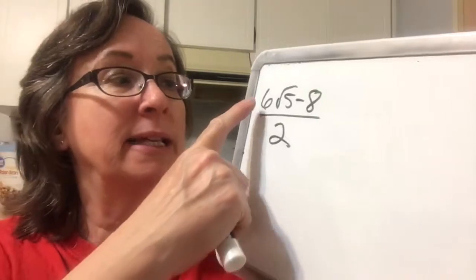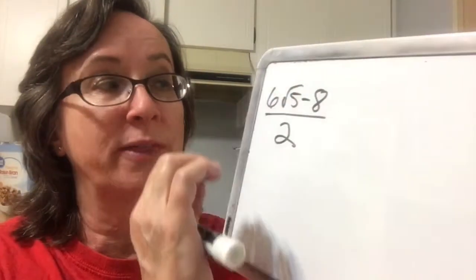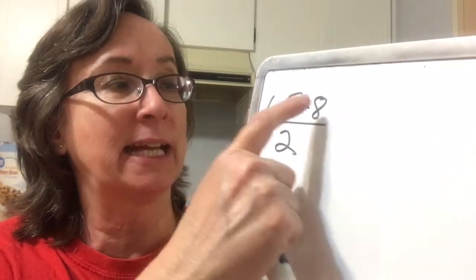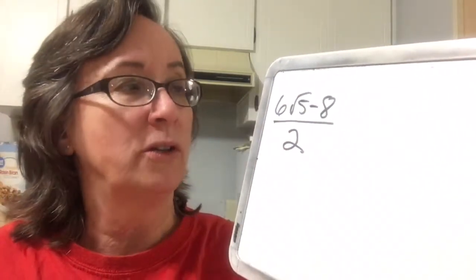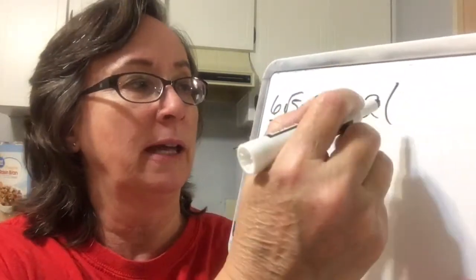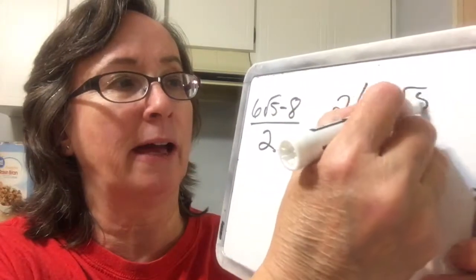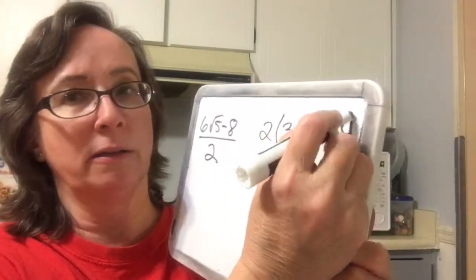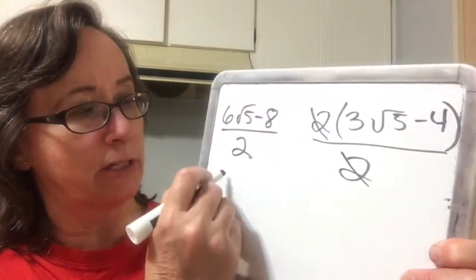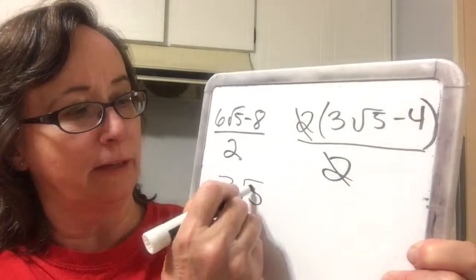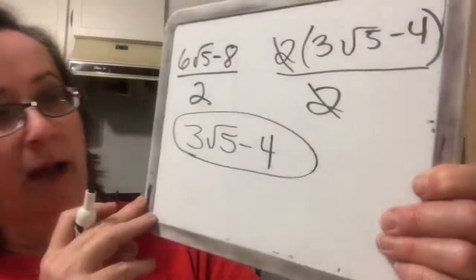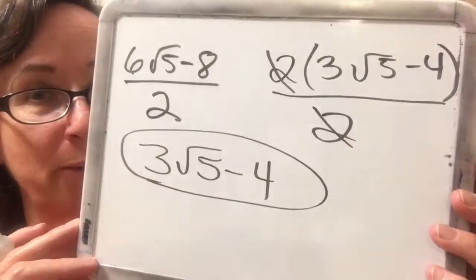So, this one is, if we just were leaving it with the numerator clean of any radicals, then notice that I have a 6 and an 8 and a 2. So I should factor out of the numerator a 2, and I'll get 3 square root of 5 minus 4. And then this one's already factored in the denominator. And then my answer will be the 3 square root of 5 minus 4. Okay, so that was what I was supposed to do with that last problem.